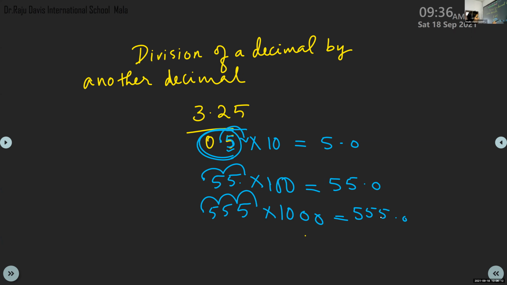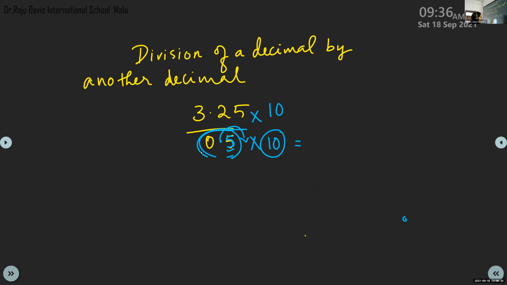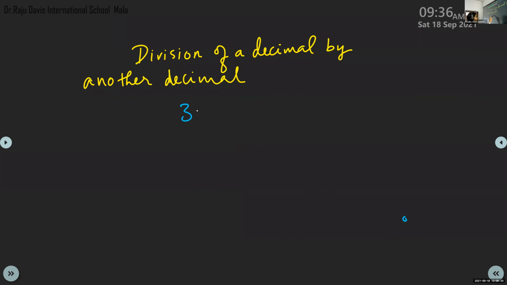So what do we do? With the same number with which you are multiplying the denominator, you will multiply the numerator also. So our question now is 3.25 divided by 0.5. I am going to multiply this with 10. Why? I want to remove one decimal place. So if I am multiplying the denominator by 10, I will multiply the numerator also by 10, so that there is no change in the number.